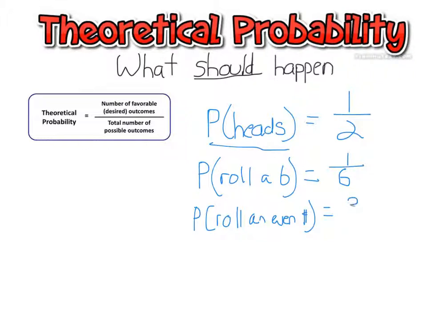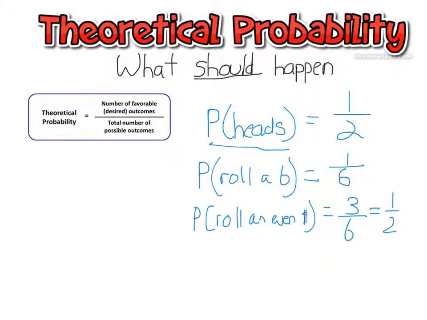So 3 goes on top. Now the total number of outcomes is still 6. I could get 1, 2, 3, 4, 5, or 6. There are 6 possible outcomes. 3 of them are the favourable outcomes, 3 of them are even numbers in this case. So the probability is 3/6. Now it's important here, if you give your answer as a fraction, it should always be simplified. So 3/6 is the same as a half.